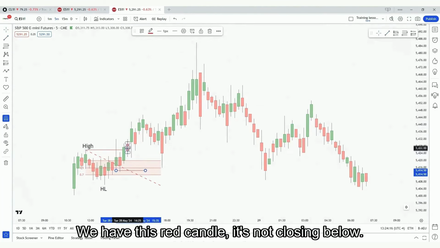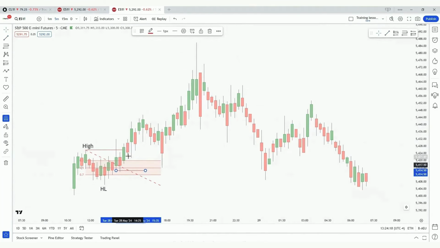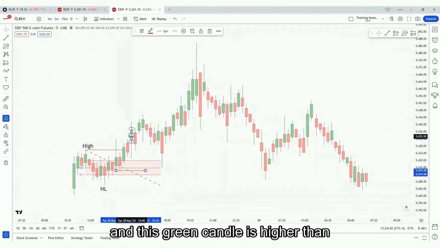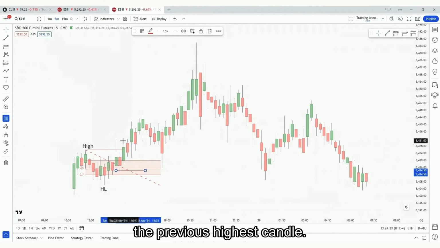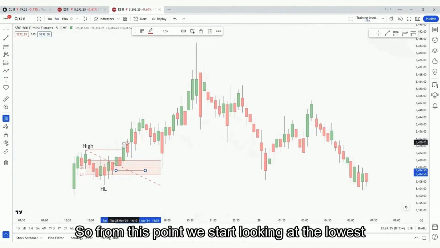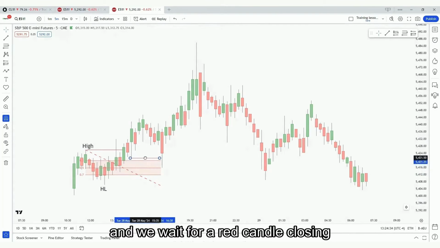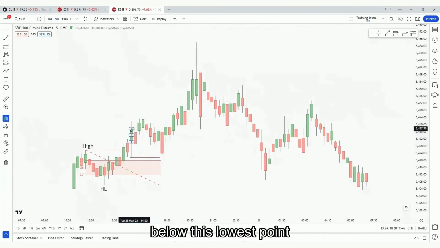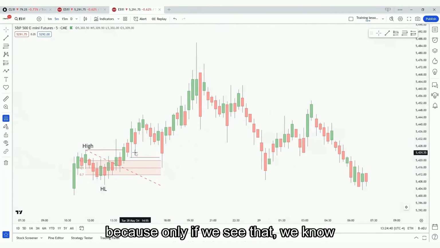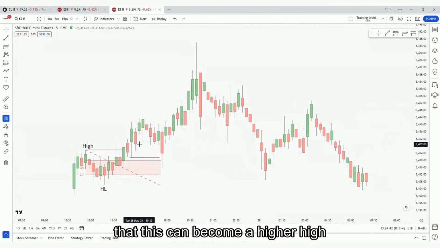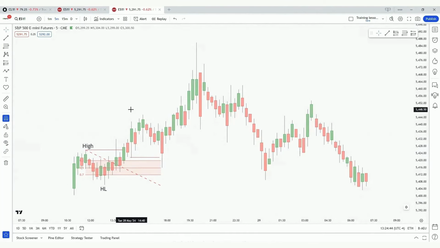We have this red candle, it's not closing below. Then we have this green candle, and this green candle is higher than the previous highest candle. So from this point we start looking at the lowest point of this green candle. So we move this line and we wait for a red candle closing below this lowest point, because only if we see that, we know that this can become a higher high and this will be a higher low.